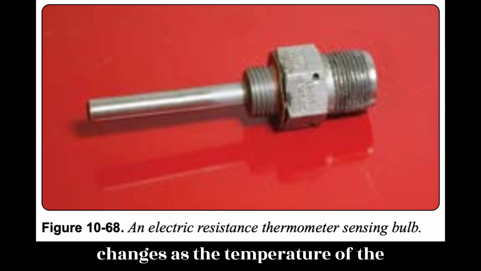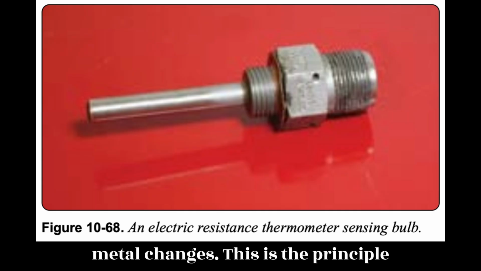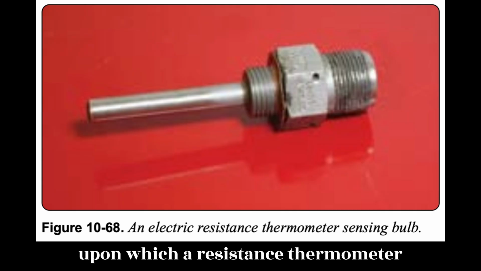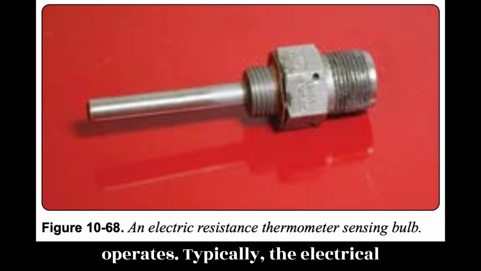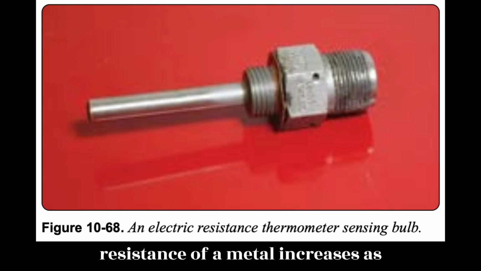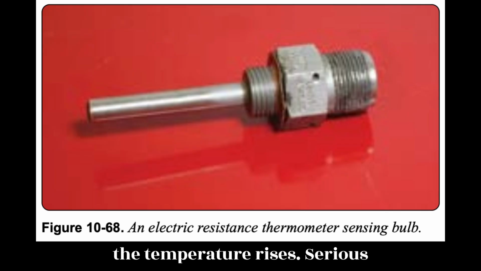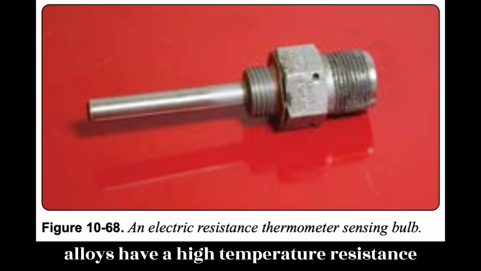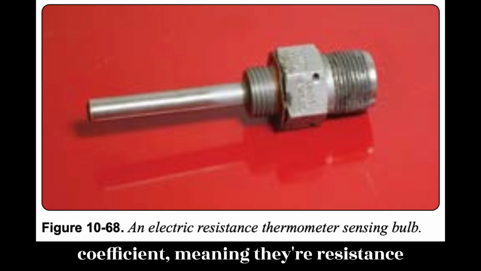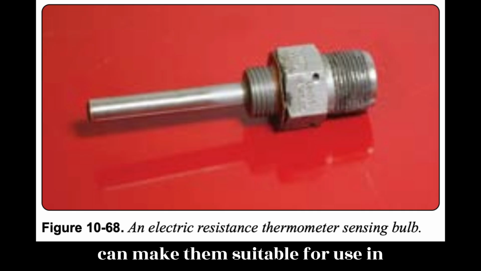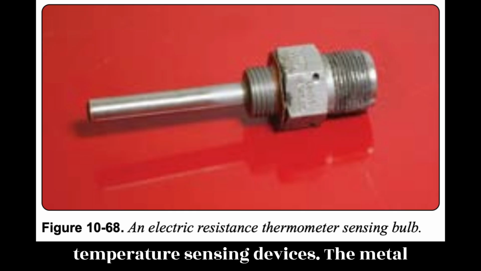For most metals, electrical resistance changes as the temperature of the metal changes. This is the principle upon which a resistance thermometer operates. Typically, the electrical resistance of a metal increases as the temperature rises. Various alloys have a high temperature resistance coefficient, meaning their resistance varies significantly with temperature. This can make them suitable for use in temperature sensing devices.